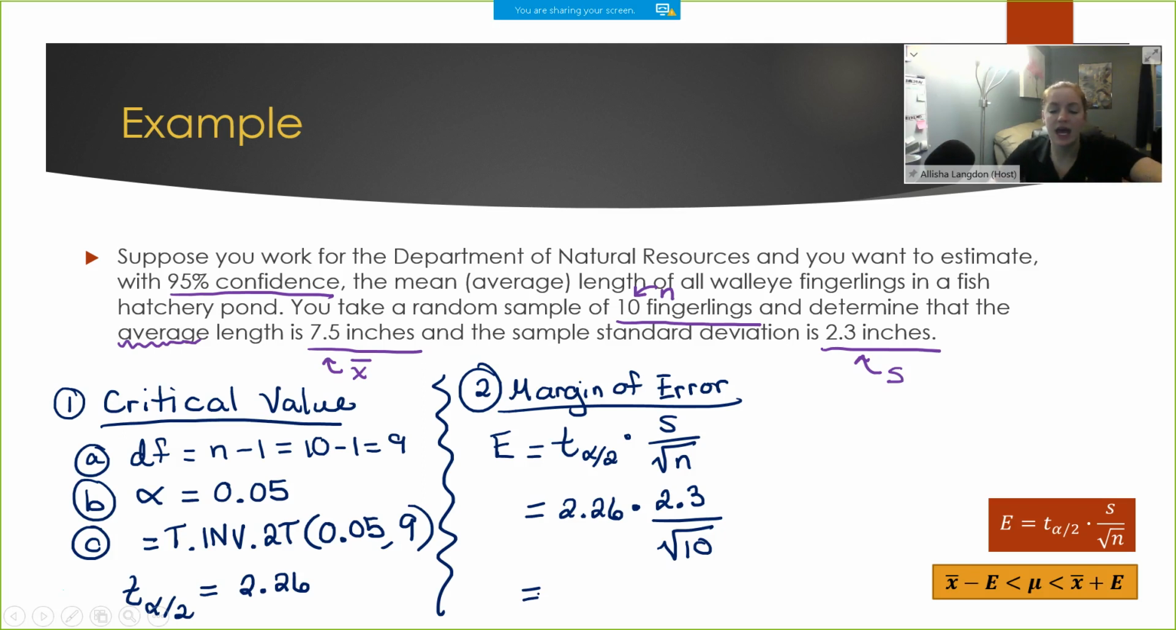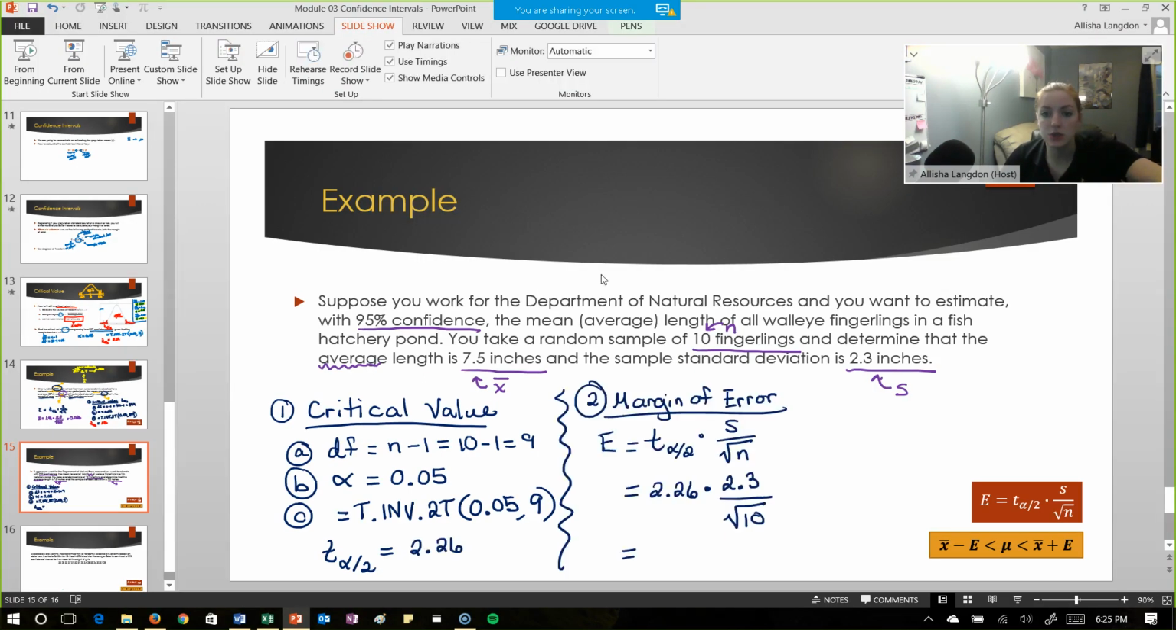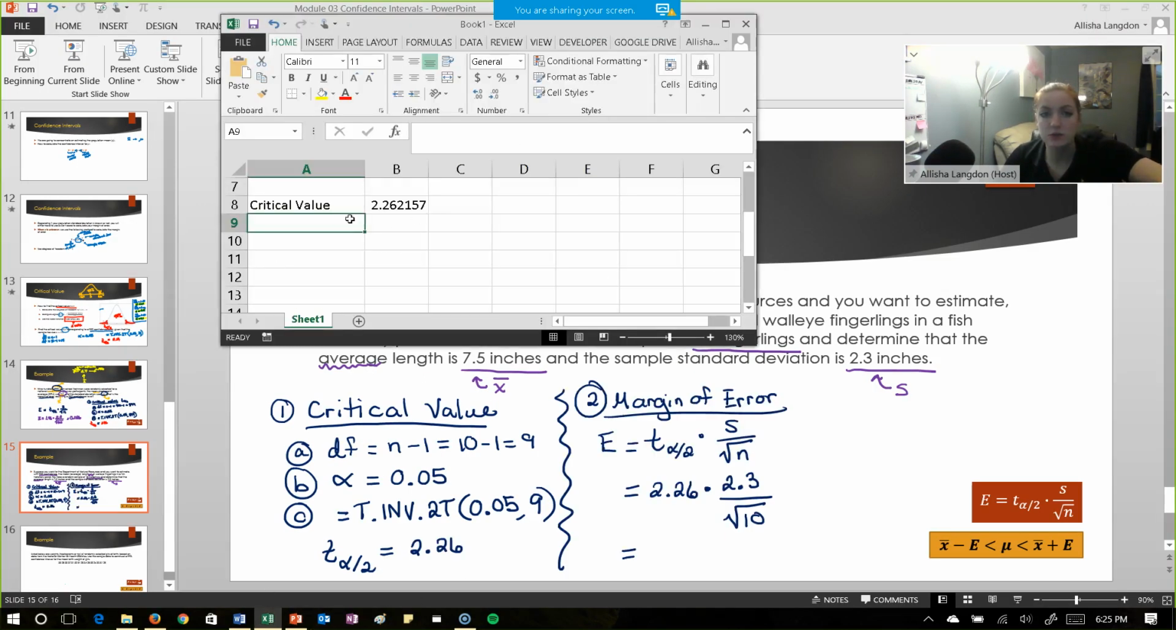Now, I'm going to go ahead and plug this into Excel using those reference points. Here we're coming up with our margin of error. So equals, now I'm going to use my reference cell again. My critical value is right above, so I'm just going to click on it. It shows me B8 is the value I'm using. Multiply that by 2.3, that's my sample standard deviation, and divide it by square root.